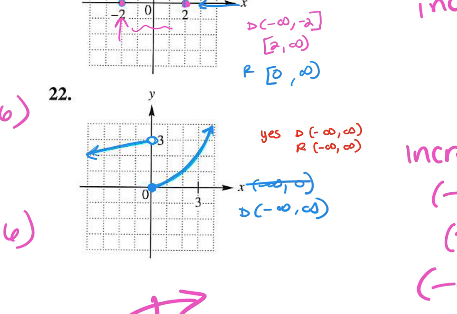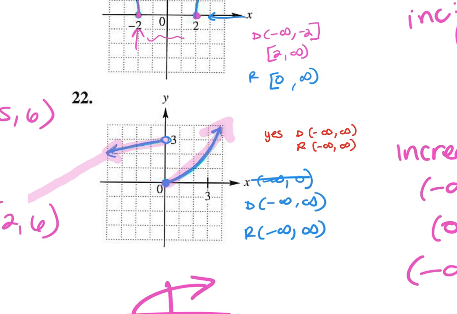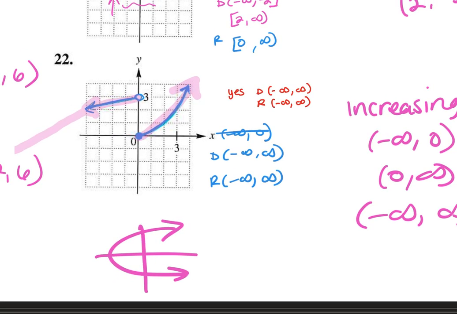And then the range, the lowest y, even though this is all the way up here, this arrow continues to point left and down, which means it's never going to stop pointing down, which means it's pointing to negative infinity. And then this arrow is always pointing up, which means it is also unending, and it points to positive infinity, which is why that's the range for 22.